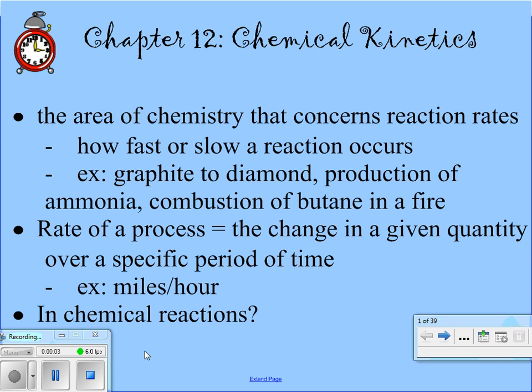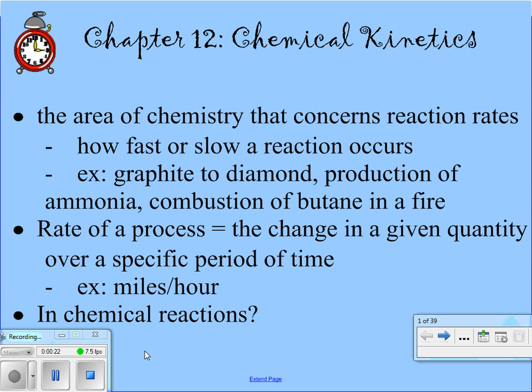Chapter 12 deals with chemical kinetics. We talked about this the other day in class prior to doing the lab. Kinetics is the area of chemistry that concerns reaction rates. We're looking at how fast a particular reaction goes. An example is graphite to diamond, which is a spontaneous reaction, although a very slow one.